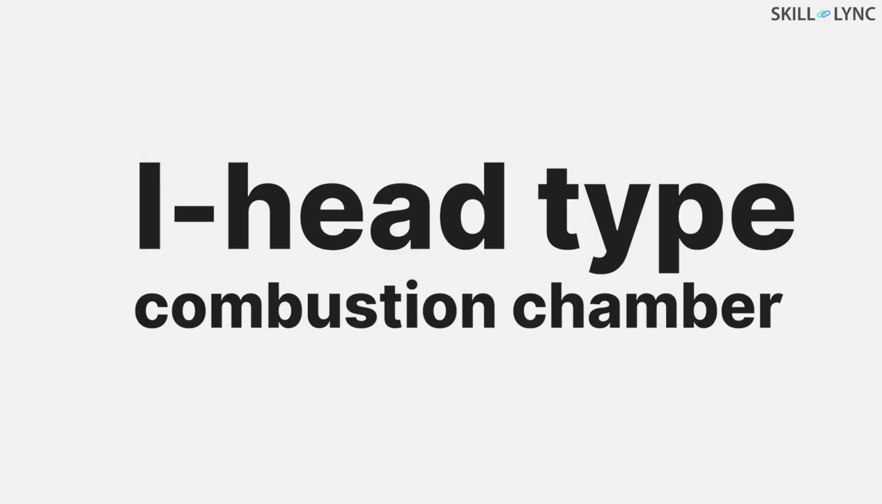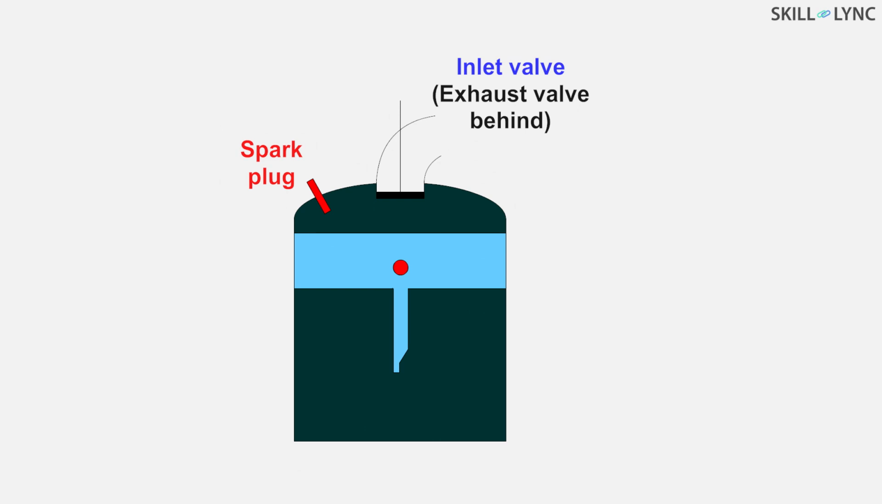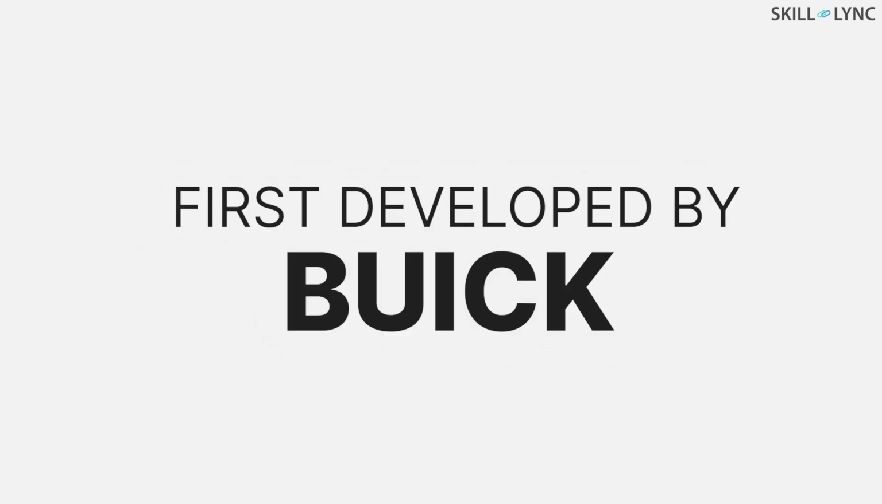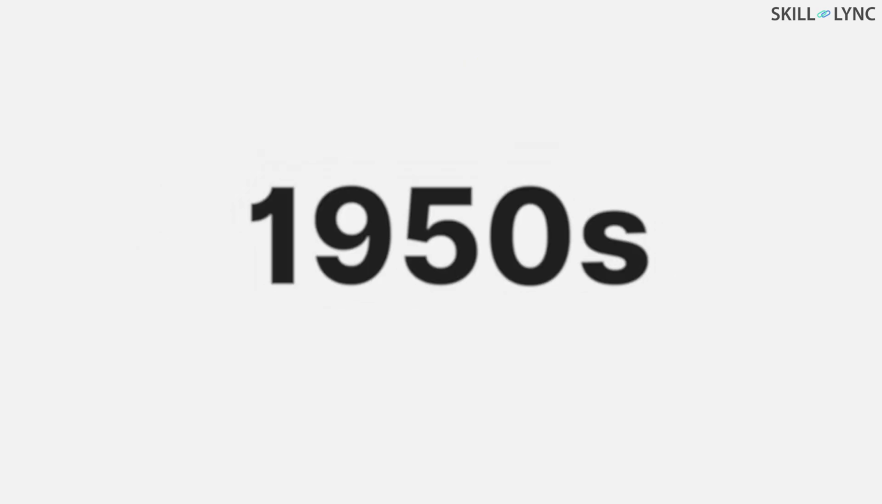The next type of combustion chamber is the I-Head type. In this type, both the valves are mounted on the cylinder head. Hence, this is also known as overhead combustion chamber. The valves at the top provide a direct passage for the fuel, which makes it more efficient. This was first developed by Buick, and it has been in use since the 1950s.